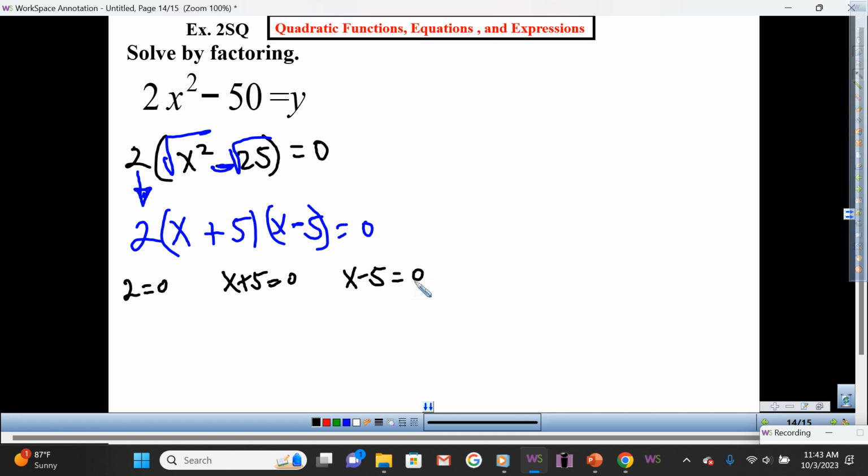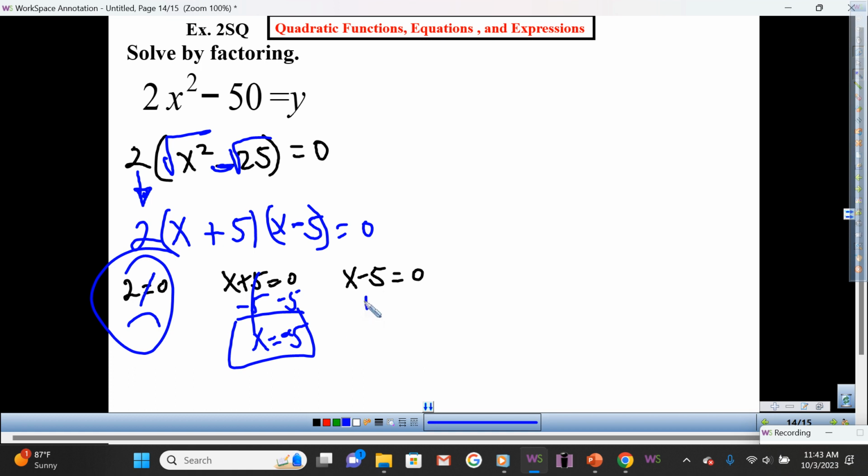All right? So, question, is 2 equal to 0? No, we just got rid of our BFF. Sorry. This one: minus 5 minus 5, x equals negative 5, plus 5 plus 5, x equals 5. Okay? All right.